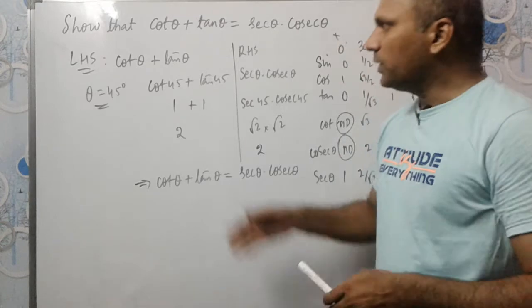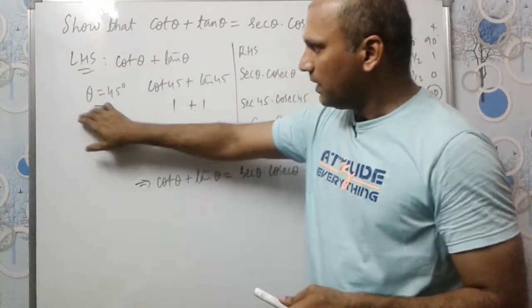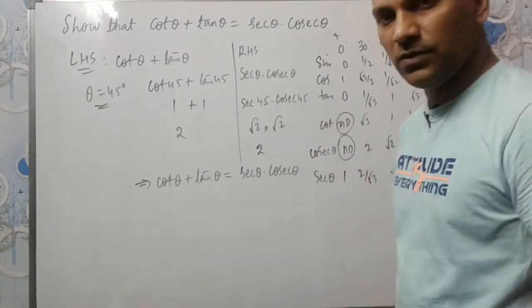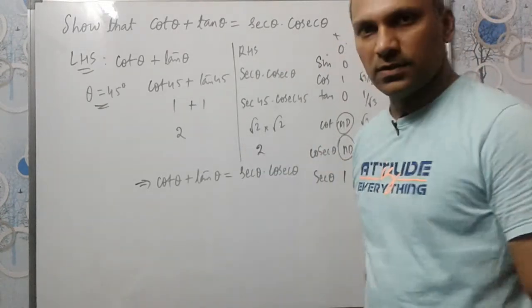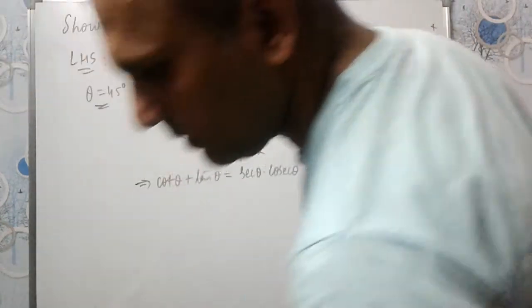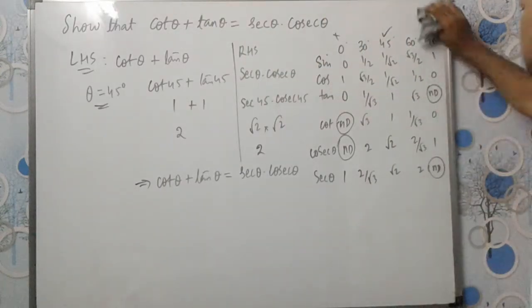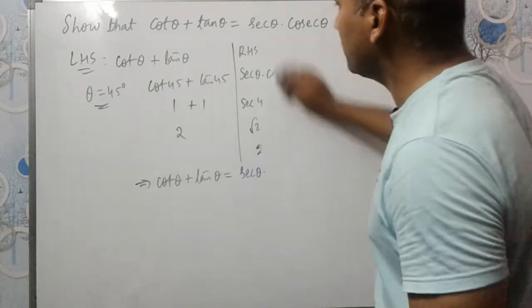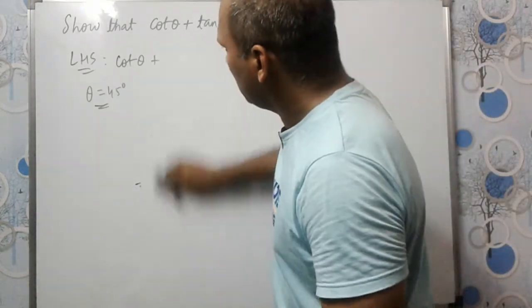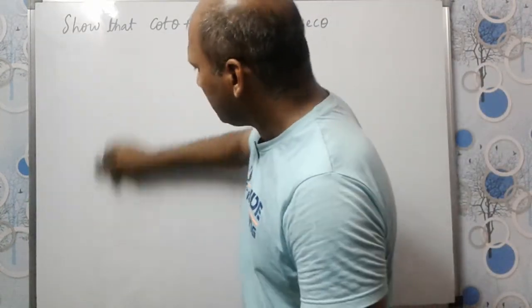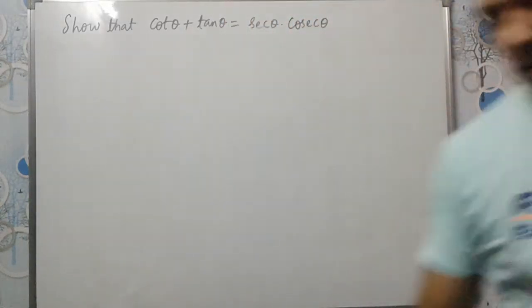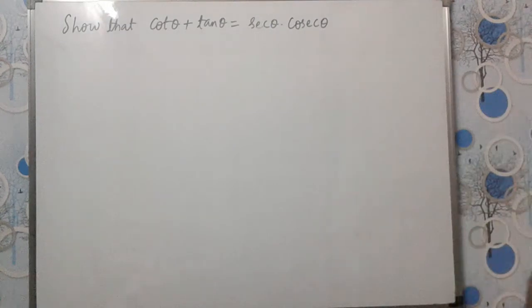You can use this trick in competitive exams. Theta equal to 45, you substitute and find the values. This is one method. So the first method which we learned was using the trigonometric table. No matter how difficult the problem is, you can simplify it using theta equal to 45 degrees, and you will get the answer.